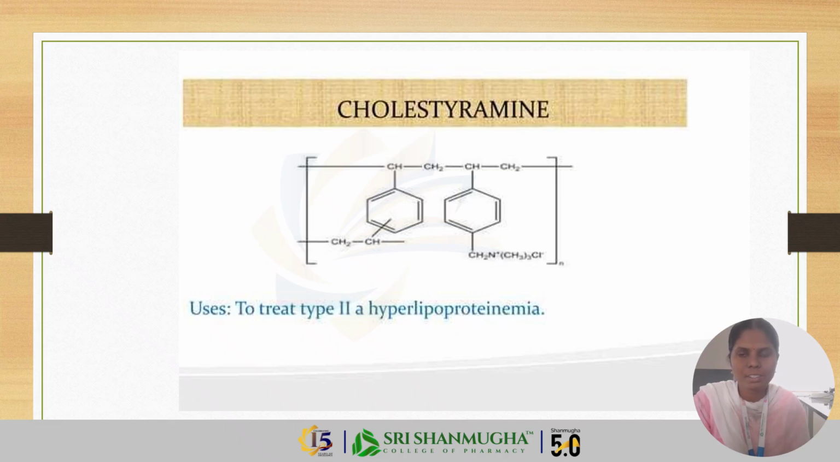To replace the loss of bile acids, the liver converts more cholesterol into bile acids. This leads to a reduction in plasma low density lipoprotein cholesterol levels. Therefore, cholestyramine is mainly used in the treatment of type 2A hyperlipoproteinemia, where low density lipoprotein cholesterol is elevated.